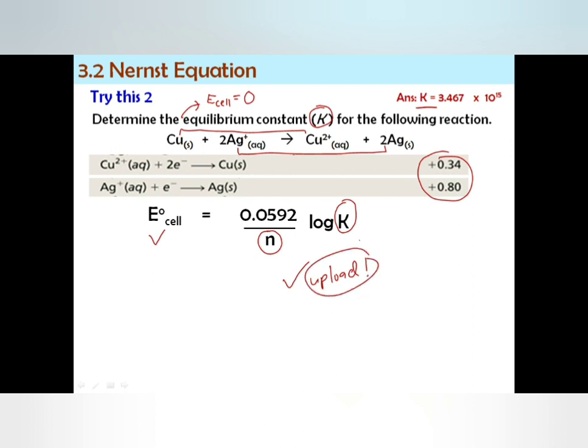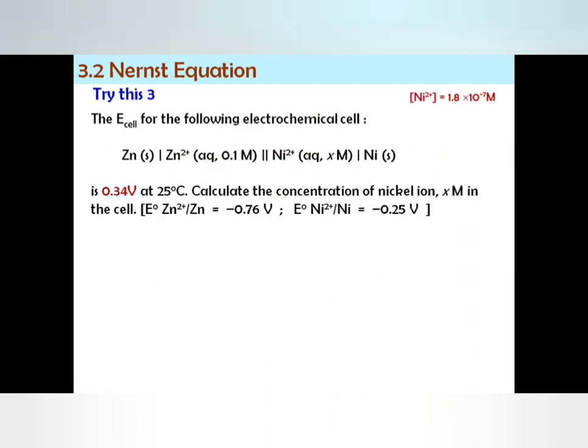Okay. Next, try this 3. Okay, untuk yang ini saya akan explain sikit because you are given the cell notation. Take note that this is concentration the X. Kenapa? Because okay, we want to determine the concentration. Given to you the E cell value. Okay, 25 degrees Celsius juga. Determine the concentration of nickel ion.